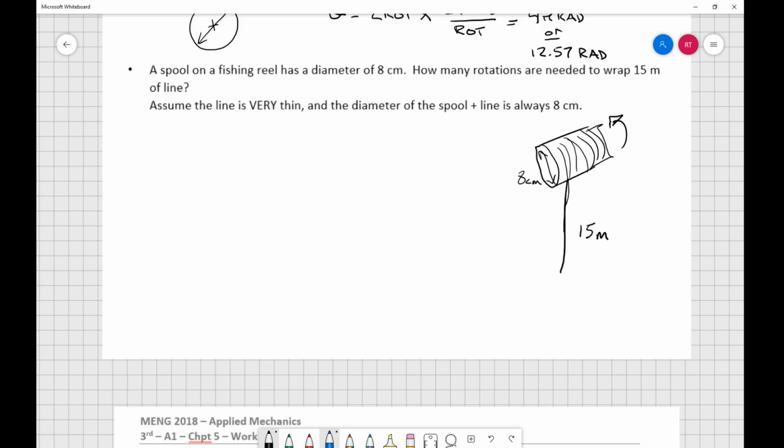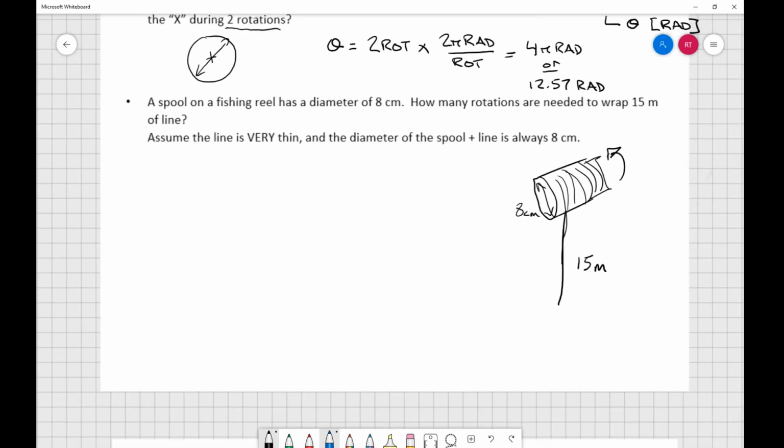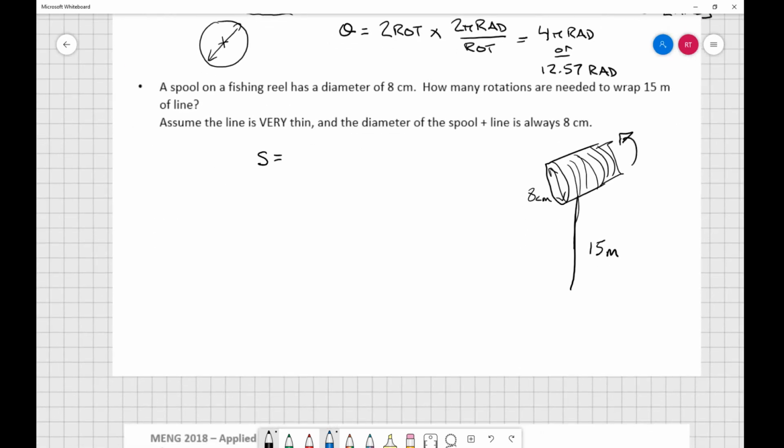Okay, so I'm going to use my linear displacement equation. S is equal to r theta. S is my distance, so 15 meters, is going to be equal to my radius, so not 8, but half of that, 4 centimeters, times omega. And omega ends up being 375.